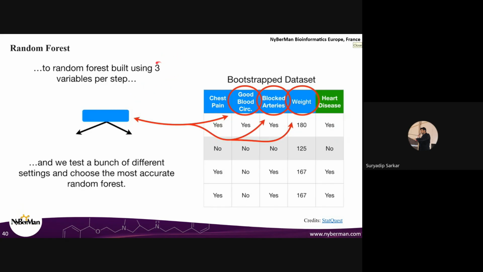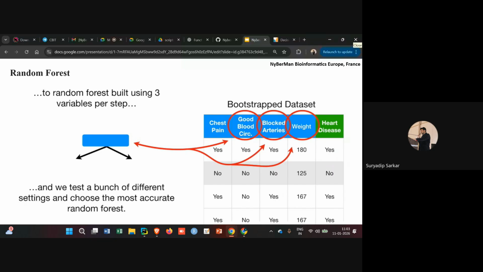And again, this number, this 2 or 3, is how many variables you want to use in each step. This is a hyperparameter that you can optimize, and we'll see exactly how we end up optimizing it in today's class.